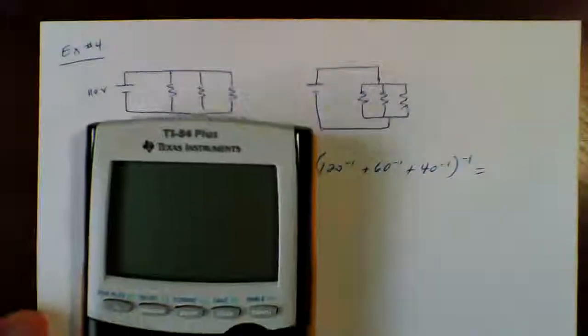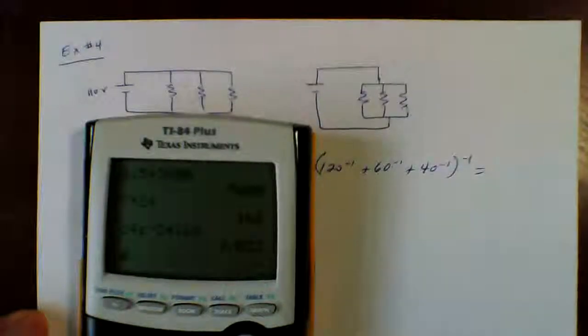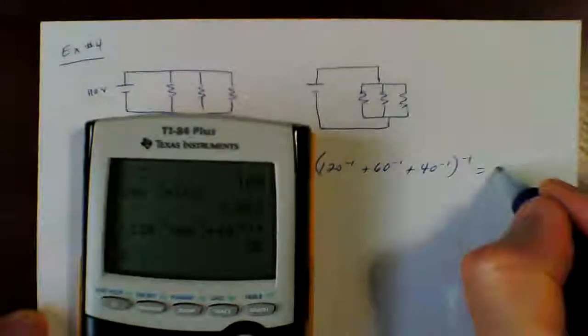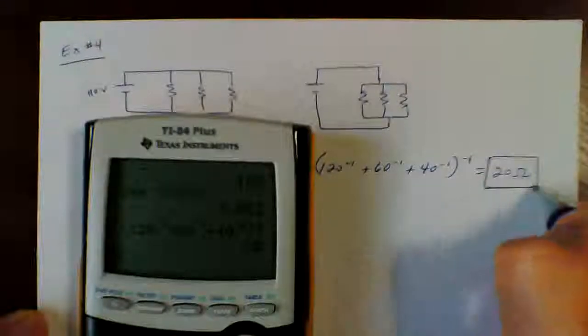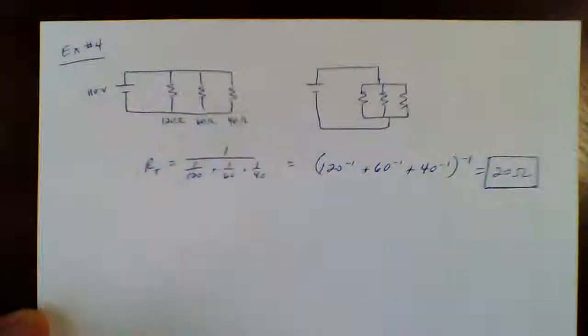Here is my calculator. I'm going to plug that in. Put some parentheses: 120 to the negative 1, plus 60 to the negative 1, plus 40 to the negative 1, to the negative 1, right? And that gives us 20 ohms. That is my equivalent resistance, 20 ohms, all right?